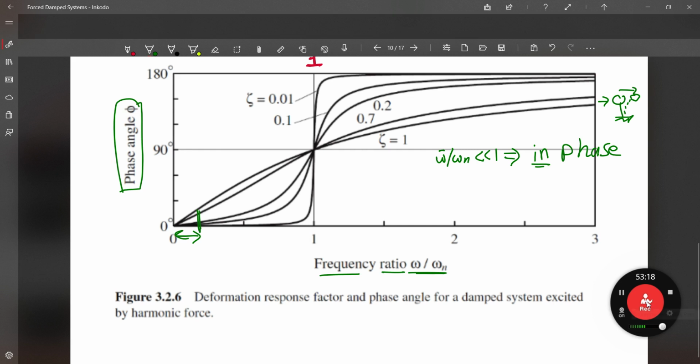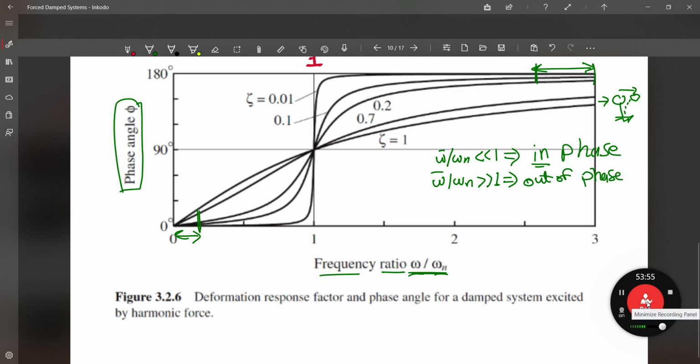However, if we have omega bar over omega n that is larger than 1, this means that, as we said before, the force is rapidly varying. You're going to find that phi is close to 180, and the displacement is essentially out of phase. So we call it out of phase. So this means that in this range, where omega over omega n is very large, you're going to find that it is out of phase.